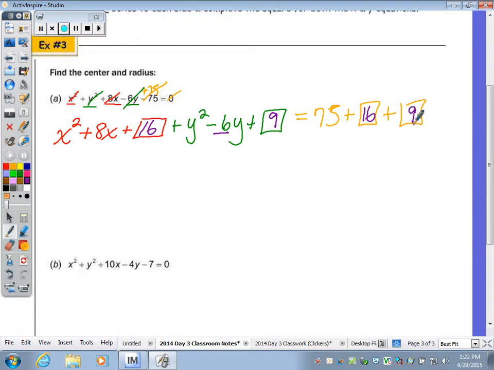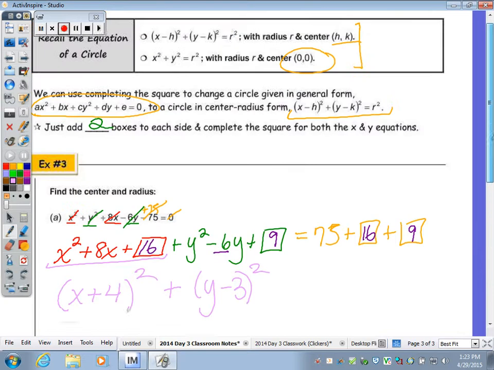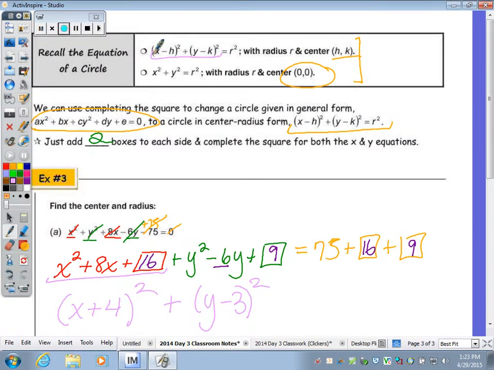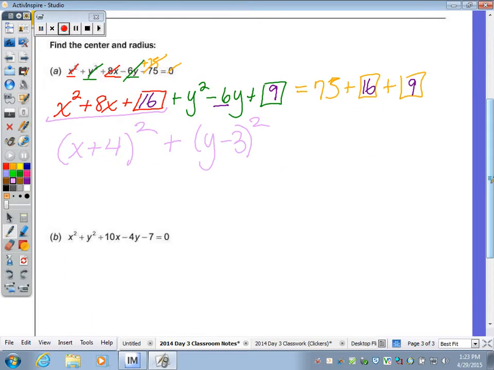Now I'm going to factor these 2 trinomials, again, that are now perfect squares. So this one factors (x + 4)². The second one factors (y − 3)². It's now in center radius form. If you compare that to the top, here's your left side of the equation of a circle. Equals, what's the sum of 75, 16, and 9? 100. So there's your equation of a circle in center radius form.